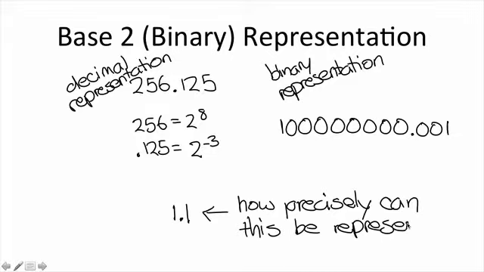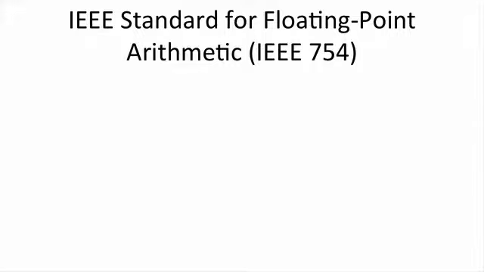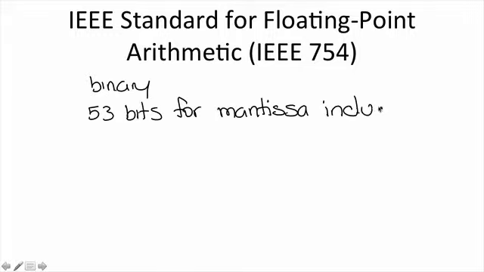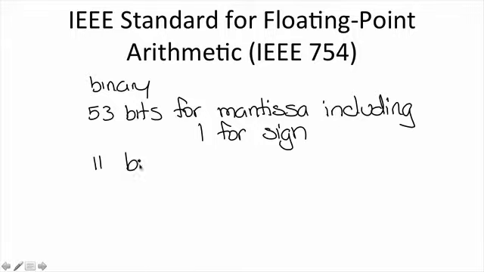In the particular binary representation called the IEEE standard for floating point arithmetic, IEEE 754, which was developed in the mid-1980s, it uses 53 bits for the mantissa, including 1 for the sign, and it uses 11 bits for the exponent.